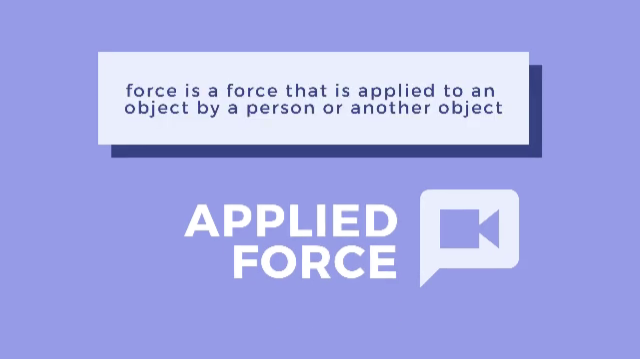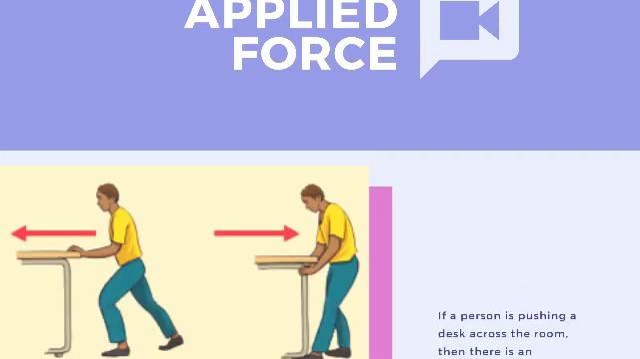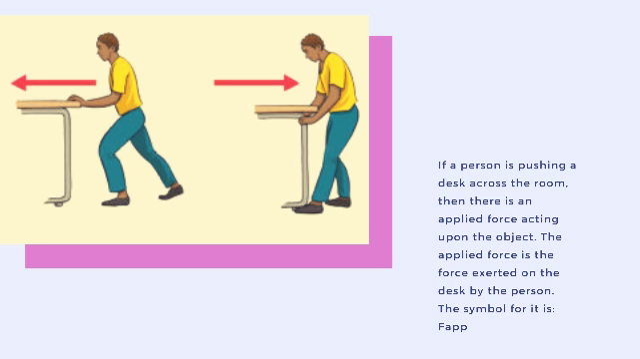An applied force is a force that is applied to an object by a person or another object. If a person is pushing a desk across the room, then there is an applied force acting upon the object. The applied force is the force exerted on the desk by the person. The symbol for it is FAPP.